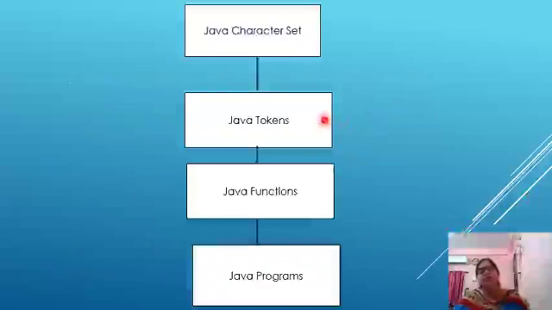Now, before writing the Java program, we must know some important things. Before writing, first we use the Java character set. After that, we use Java tokens for writing the program. When we get our tokens, after that, we use Java functions. And like that, at last we write a program.